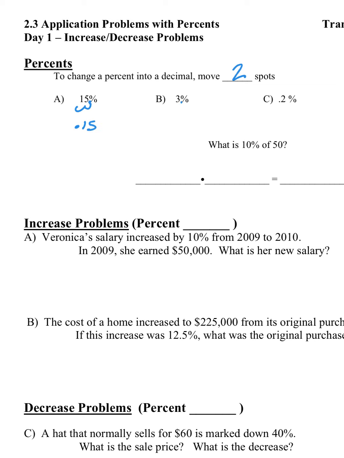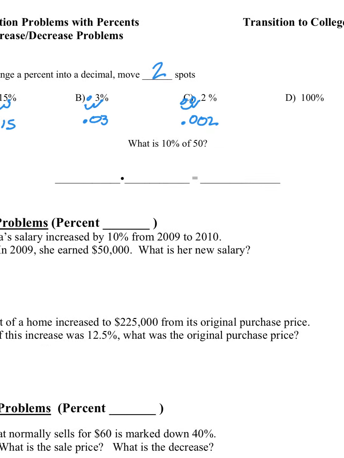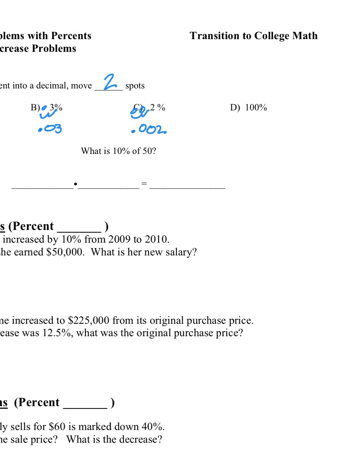If I put the decimal point at the end of the 3 and move it 2 spaces, that gives me an open space, so I fill that open space with a 0, and we get 0.03. 0.2%, again, we move it 2 spaces to the left. That gives me 2 open spaces, so we fill it with 2 zeros. We get 0.002. And for D here, there's no decimal point, so it goes to the end. We move it 2 spaces, and it falls right between the 1 and the 0, so it's 1.00. And if you want, you can ignore the zeros after the decimal point and just say it's 1.